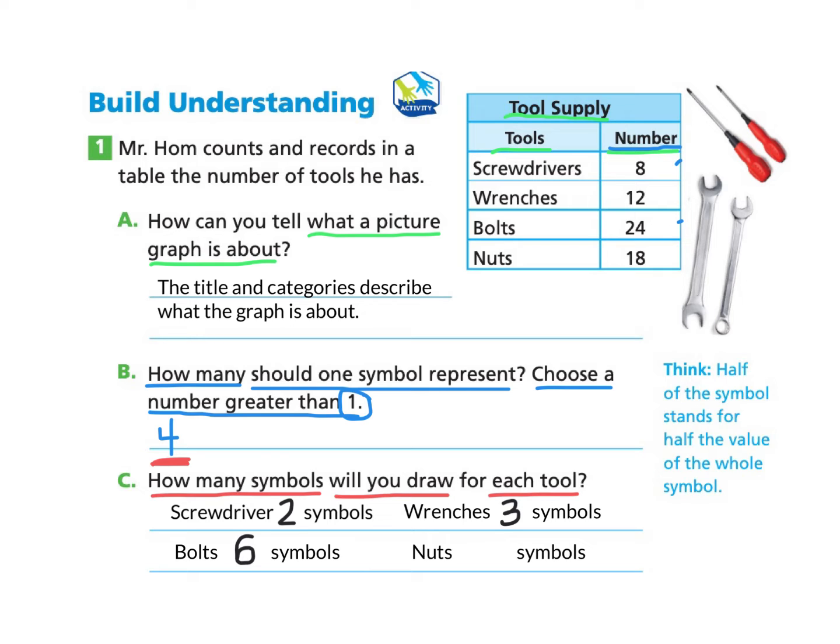So this little message here tells us to think half of the symbol stands for half the value of the whole symbol. Well, what is half of 4? Half of 4 is 2. So that's what we have left when we're getting the number 18 using the symbols counting by 4. So we will say that we are going to use 4 and a half symbols because we will use half of a symbol to represent the 2.